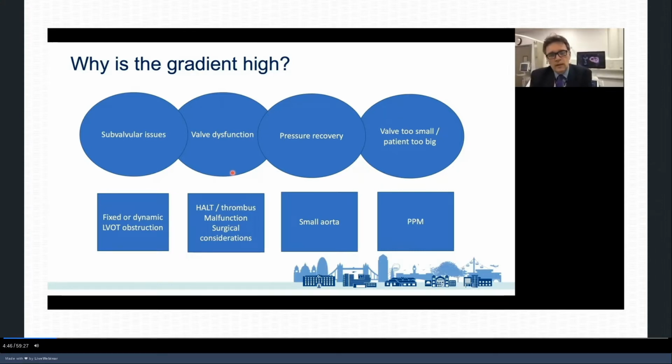There are a proportion of people in whom the high gradient is actually not reflective of the true obstructive nature of the valve. This is particularly true in those people that have a small aorta, who tend to have a high gradient. We can account for this in a mathematical way and account for the pressure recovery phenomenon, but we don't often do that. And finally, the valve can be too small for the patient, or indeed the patient can be too big for the valve, resulting in patient prosthesis mismatch.